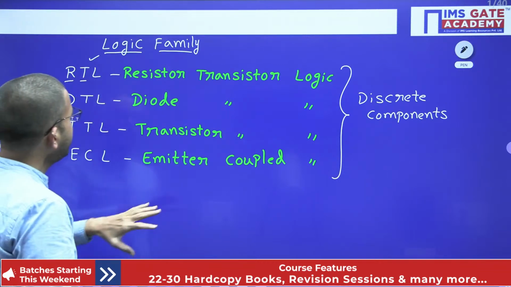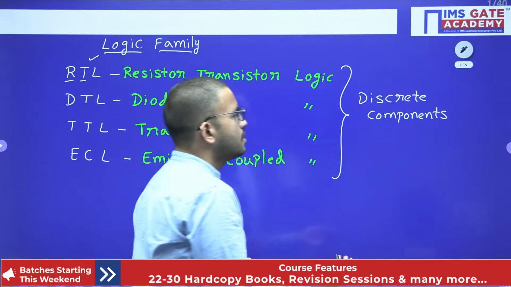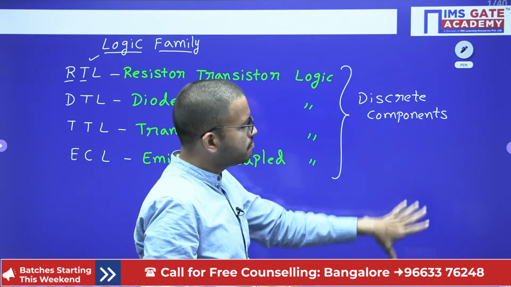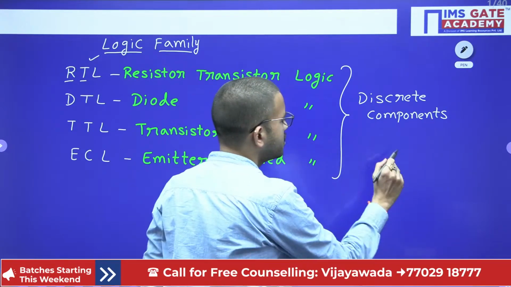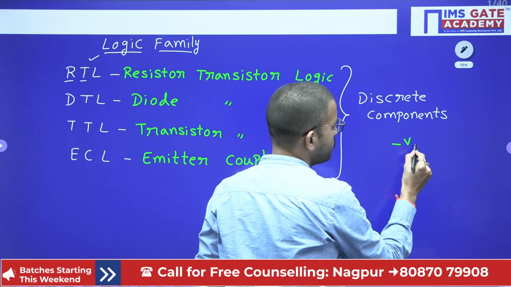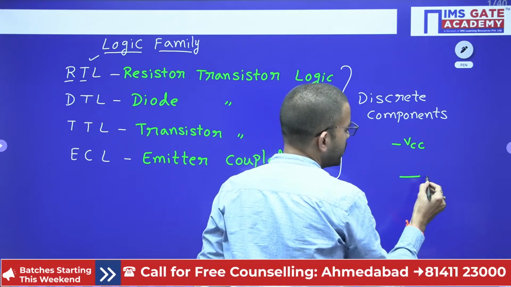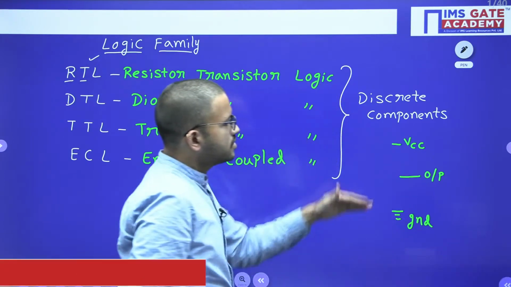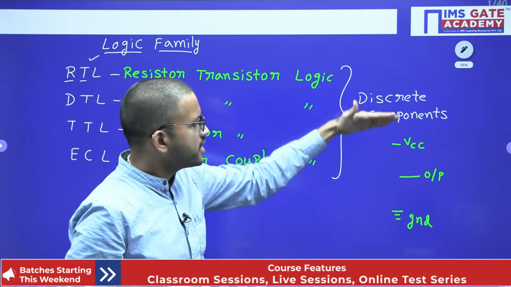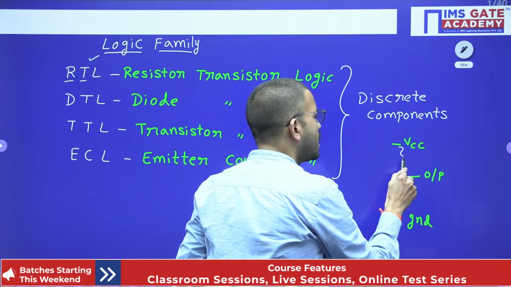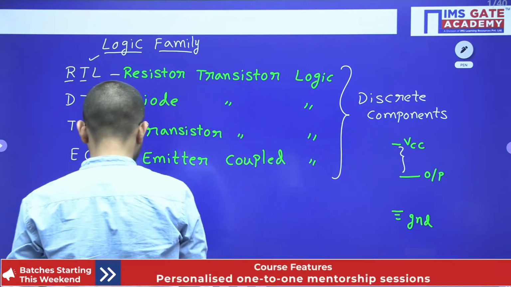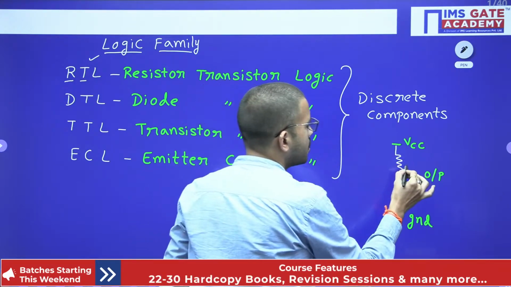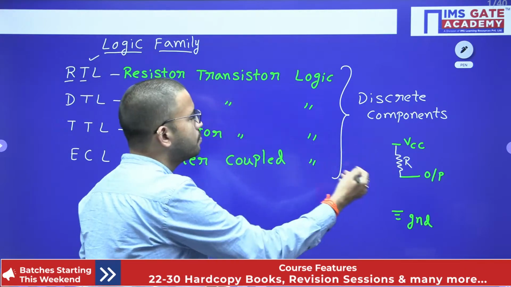In all these logic families, for the time being I am just making the overall circuit diagram into two parts with respect to the supply voltage. Here we are using the supply VCC, from here we take the output, and here we have the ground. The supply line is VCC, the reference voltage is ground, and between VCC and output we will use one resistor. Between output and ground you will have various components with respect to the logic.